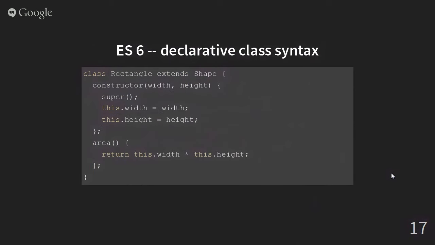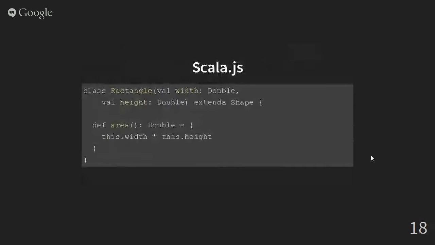So in ECMAScript 6, you need the return keyword here. In Scala.js, usually you don't write it. You can, but you will be frowned upon by other Scala developers, because that's not good style.